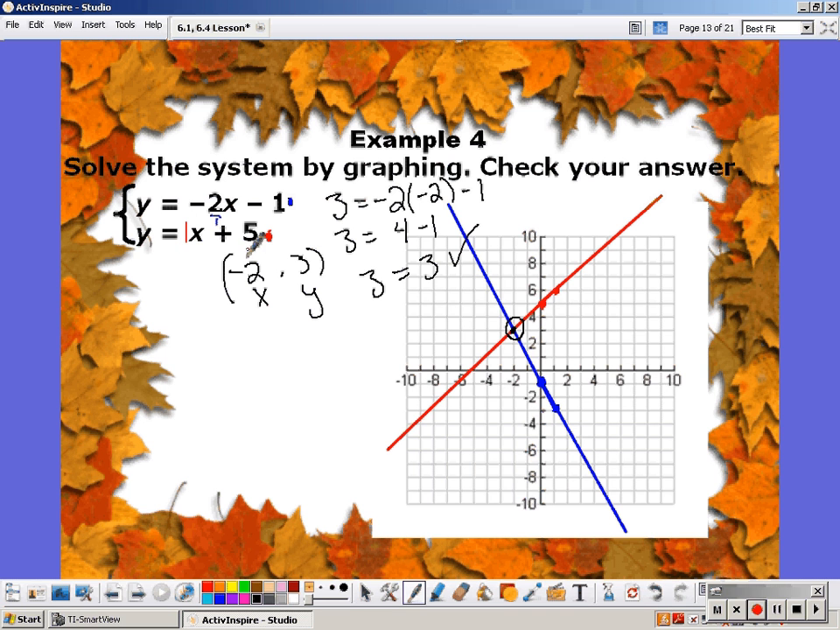Now let's check it on this one. y equals x plus 5. So instead of y, we put 3 equals x. So -2 plus 5. -2 plus 5 is 3. 3 equals 3. So that's correct. So yes, our system of equations solution is x is -2 and y is 3. Or we just put it in ordered pair. -2, 3.